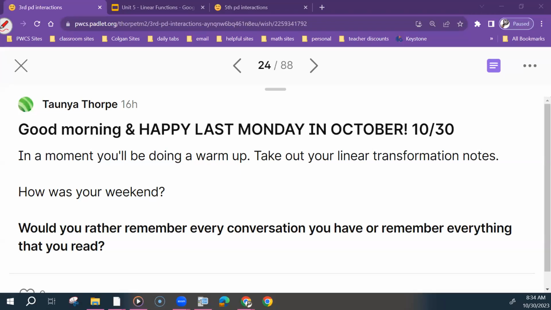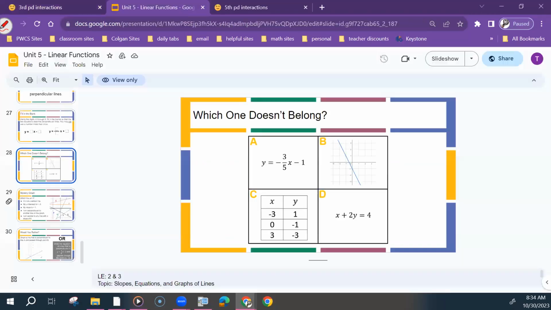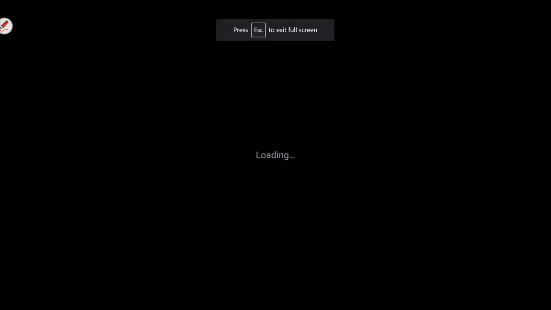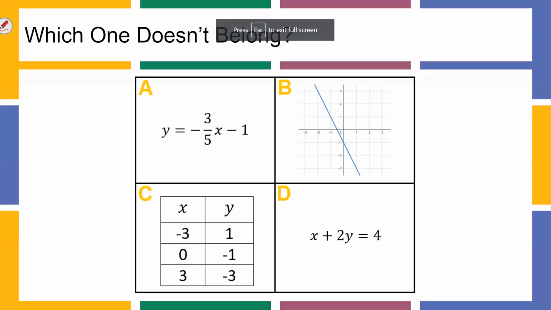This is the warm-up for this one. You guys are gonna figure out which of these does not belong and why. There are multiple answers. You could have the same answer as someone else, or a different answer. It's okay. There are multiple answers. So I'm gonna give you a few minutes to think about which of these does not belong and why. And then we'll come back and talk about it.